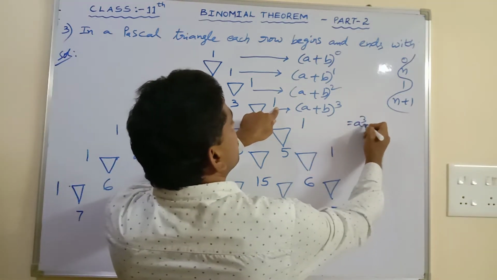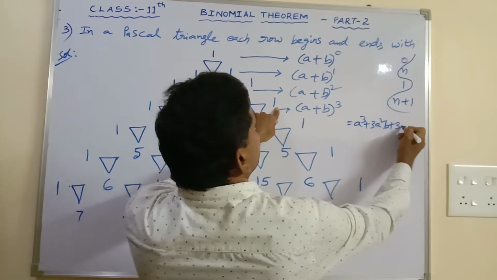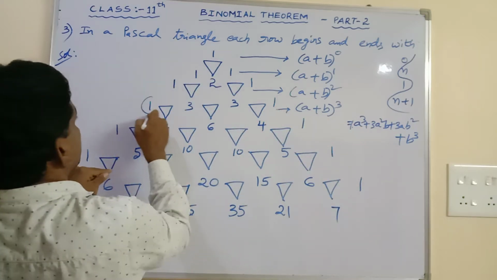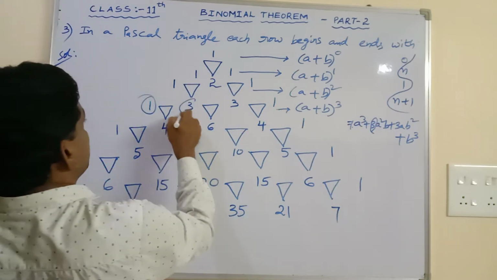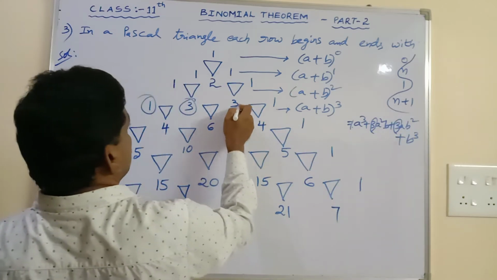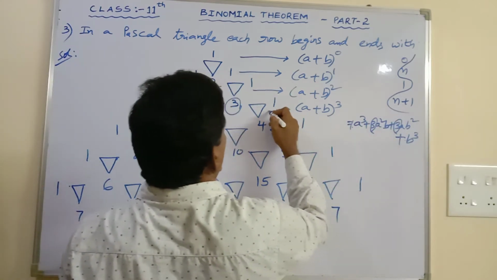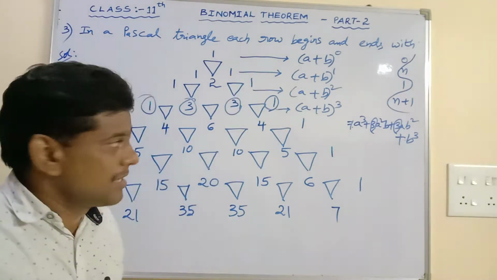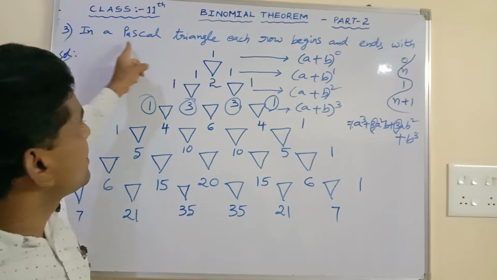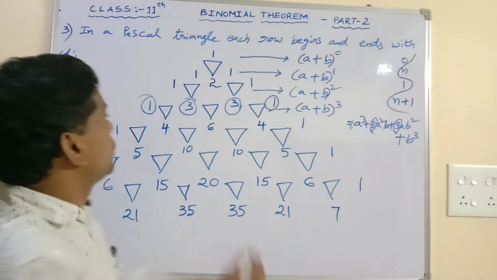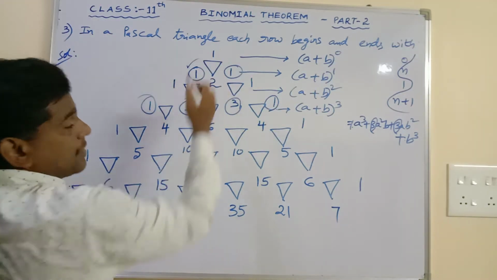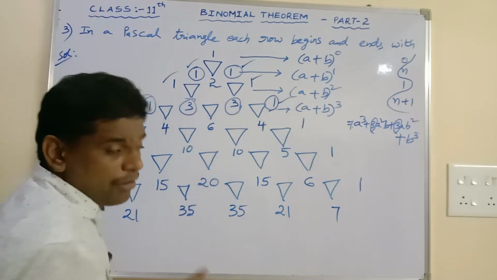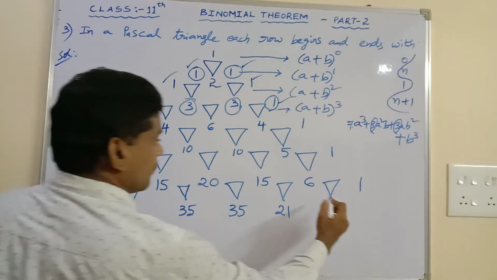Let us see, a cube plus 3a square b plus 3ab square plus b cube. See here, coefficients 1, this is the 1, and 3, so this is the 3, and one more 3, and finally 1. Okay, we can say the coefficients of binomial expansion by using Pascal triangles. Here question is in a Pascal triangle, each row begins and ends with, let us see, 1. Starts from 1, ends with 1. Each row starts with 1 and ends with 1. Let us see. Right?